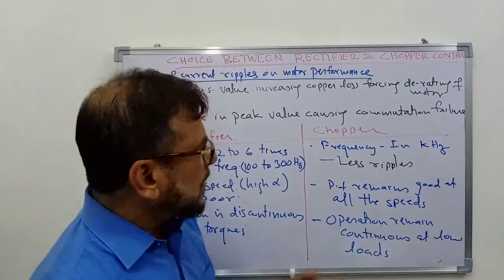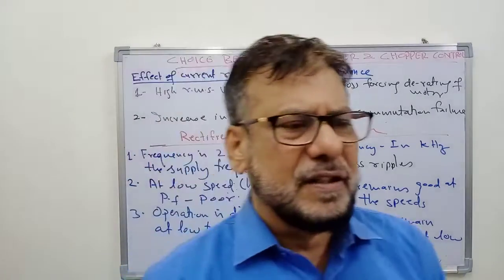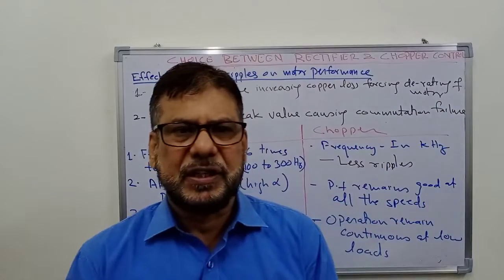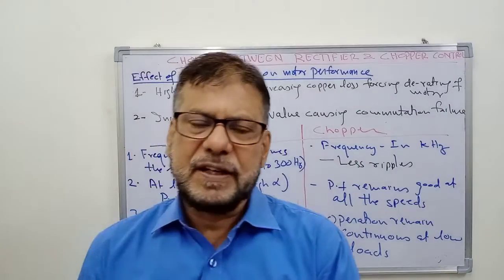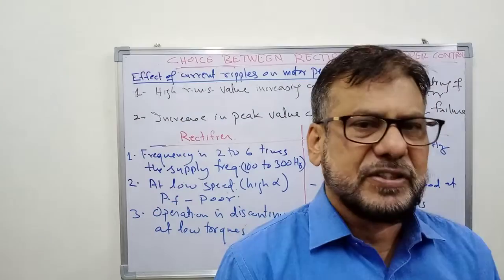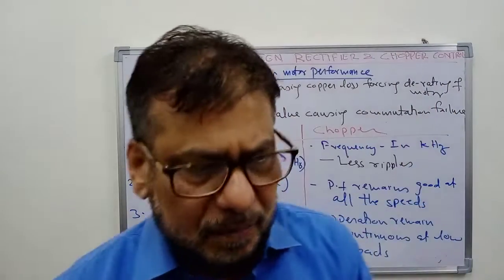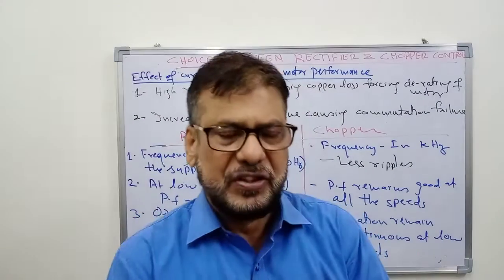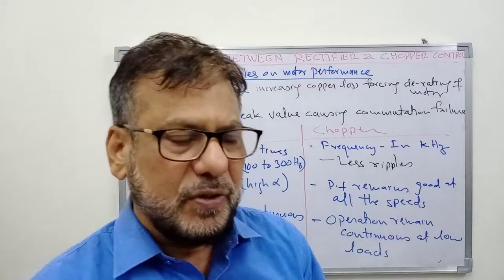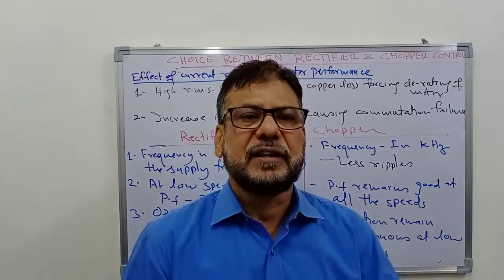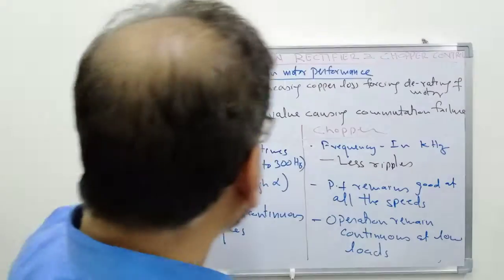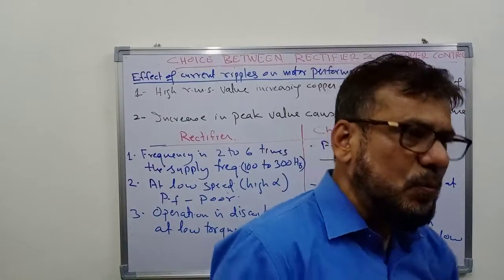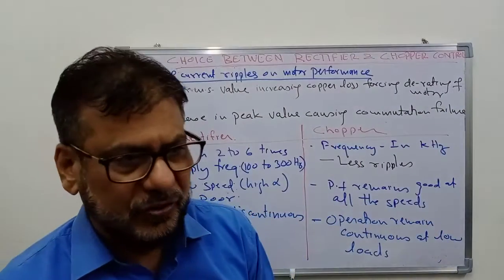So one thing is quite obvious: when the supply is AC, we shall prefer the rectifier control, and when the supply is DC, we shall go for chopper control. But there are some other factors also that you must consider while making a choice between chopper control and rectifier control. So let us first understand the effect of current ripples on the motor performance.